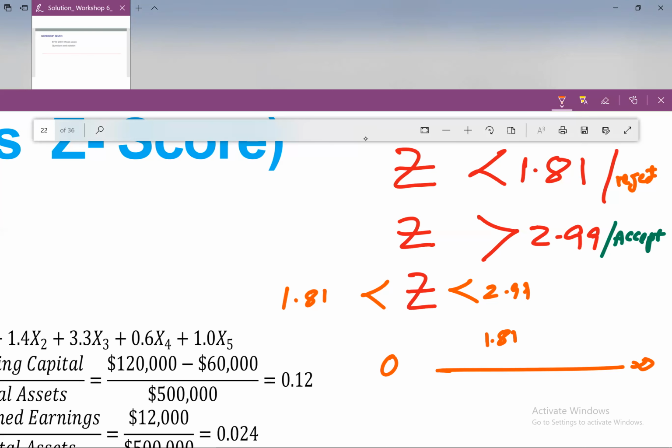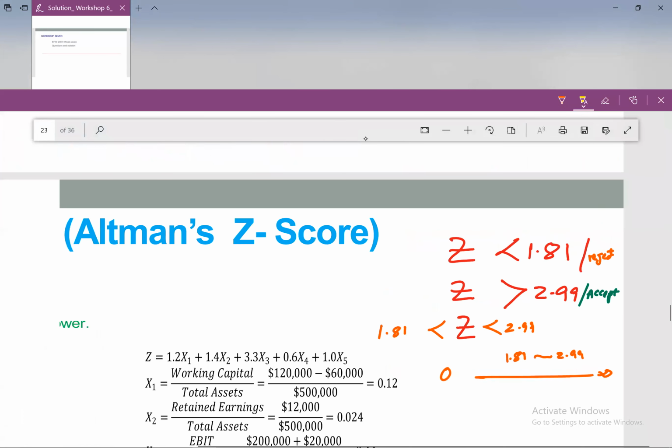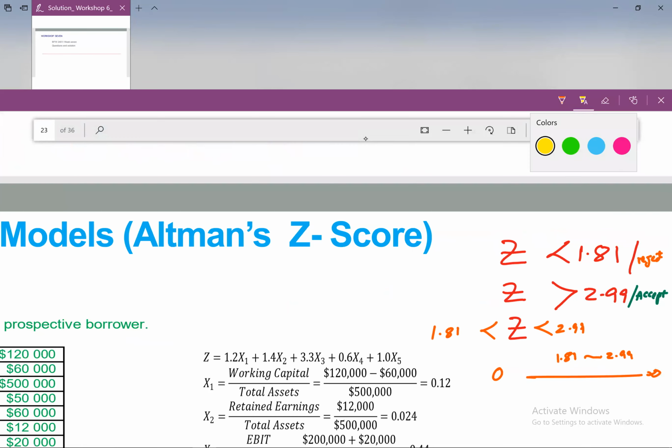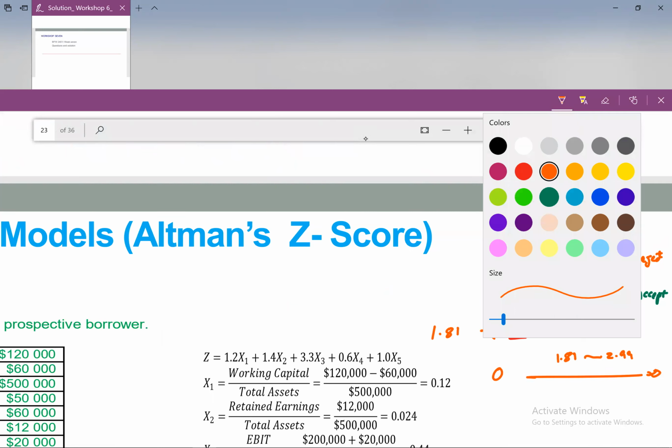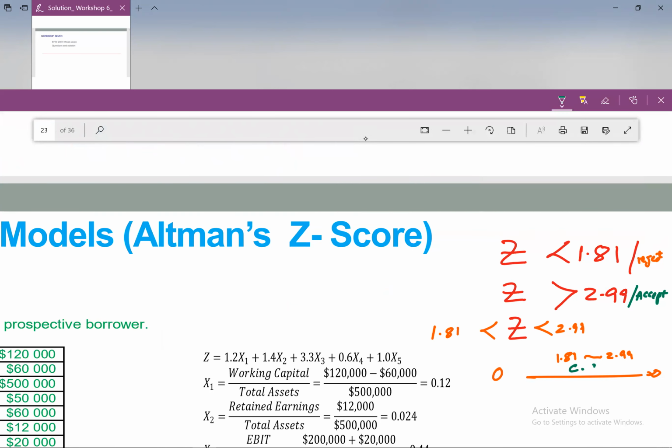Here, 2.99. This is an area which we call the critical area. Now I will tell you what the critical area is, but for the Z, in this case, we go with it. We go for sure with 2.99 and above. This is the critical one.